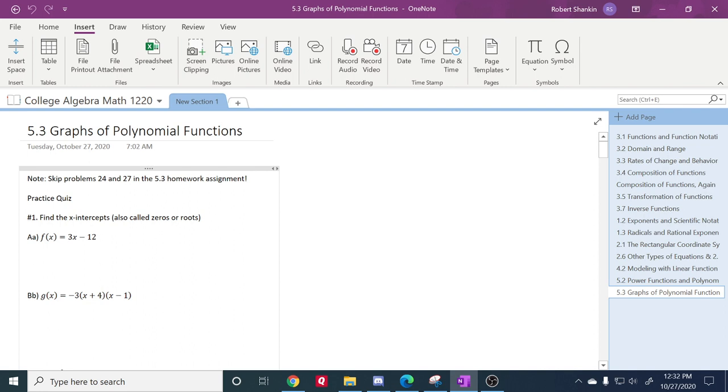Alright, so find the x-intercepts, also called roots or zeros, of these two functions A and B. Let me give you a minute on those.